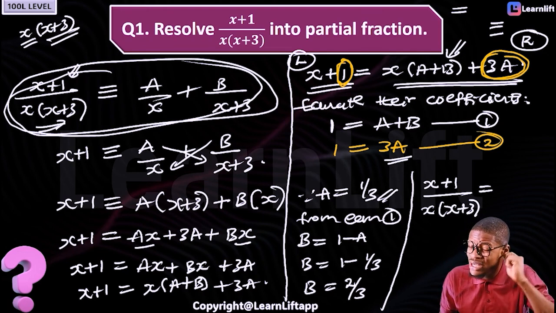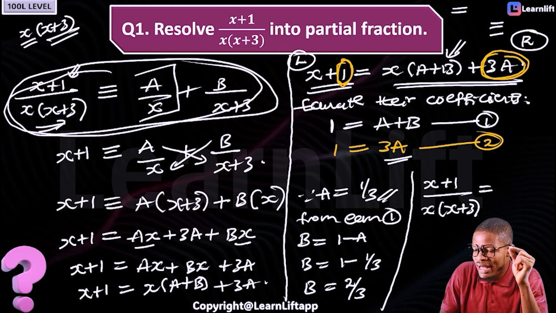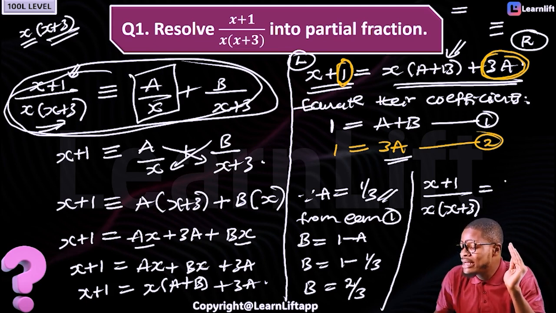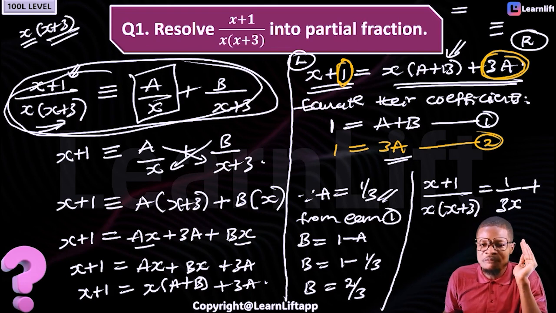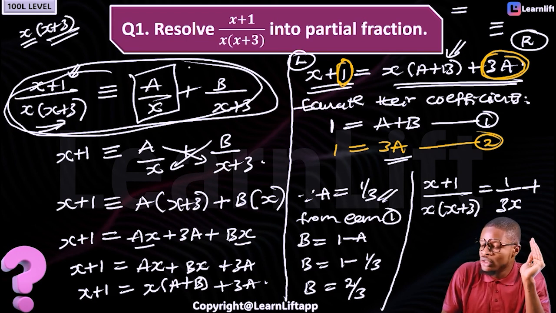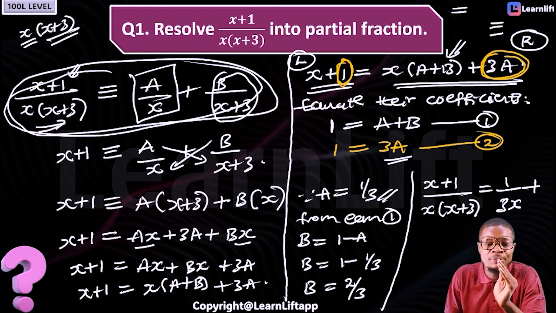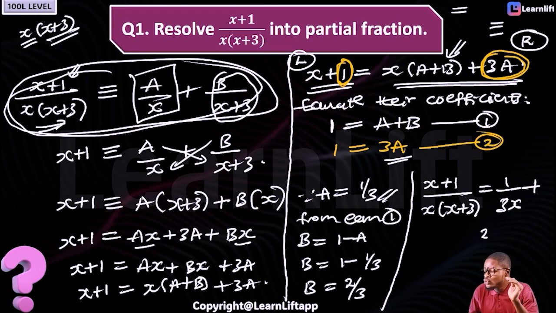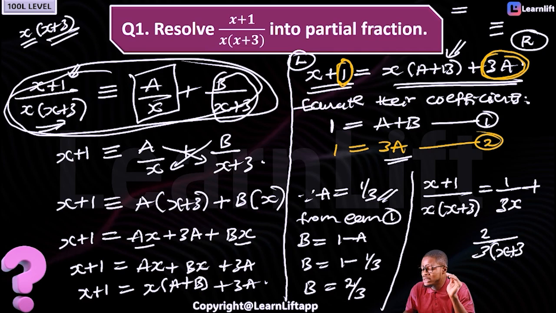Look at it. They put the answer here. A is 1 over 3. And you see that this is a all over x. That a there is 1 all over 3, and then I will attach that x to it. Plus, what's the value of b there? This side is b all over x plus 3. And what's the b there? 2 over 3. That's going to give me 2 all over 3 into x plus 3. This is now the final answer.